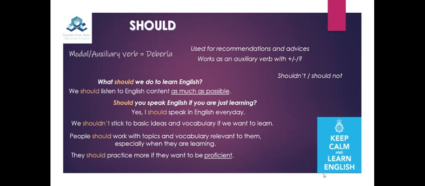And now, proficient means competente. It means that you are able to express your ideas and understand someone else's ideas as well. Quiere decir que uno es capaz de expresar las ideas que uno quiere decir y entender las ideas de los demás. Right? So, they should practice more if they want to be proficient. Ellos deberían practicar más si quieren ser competentes.